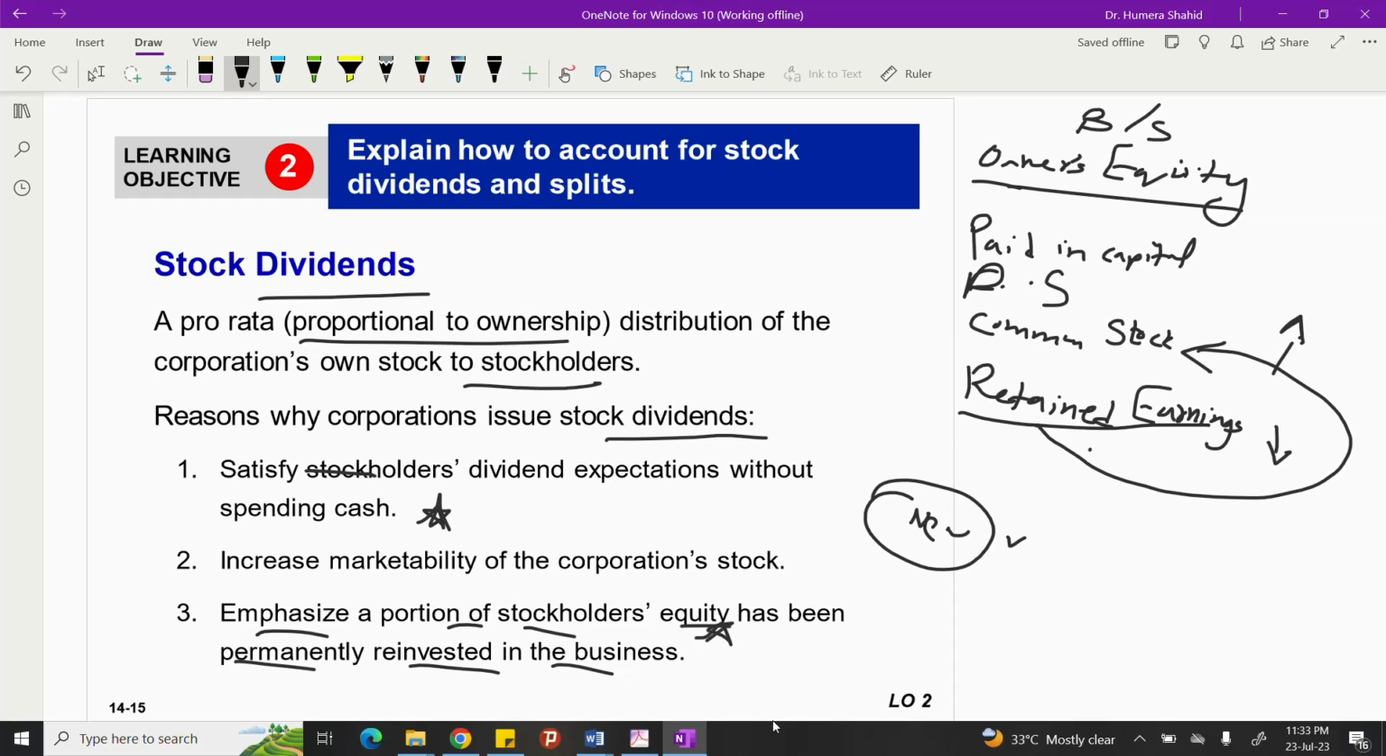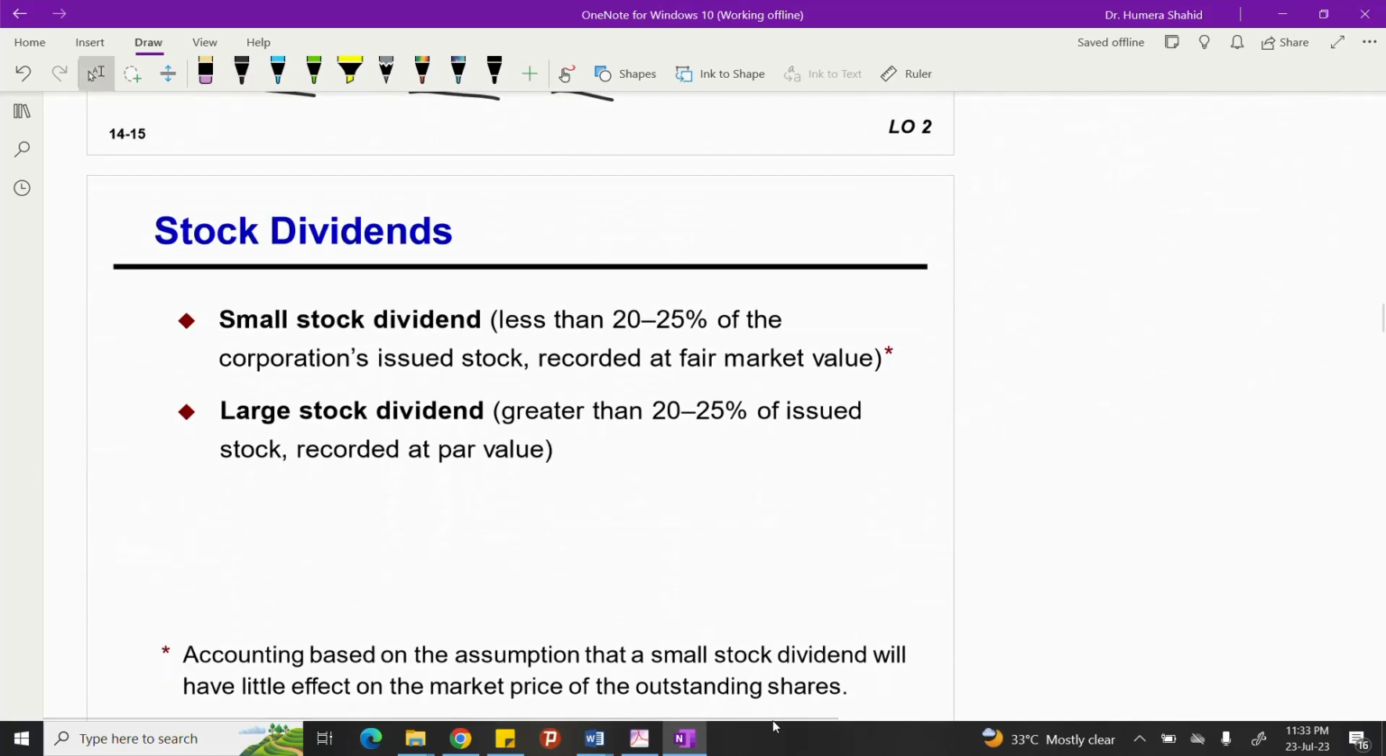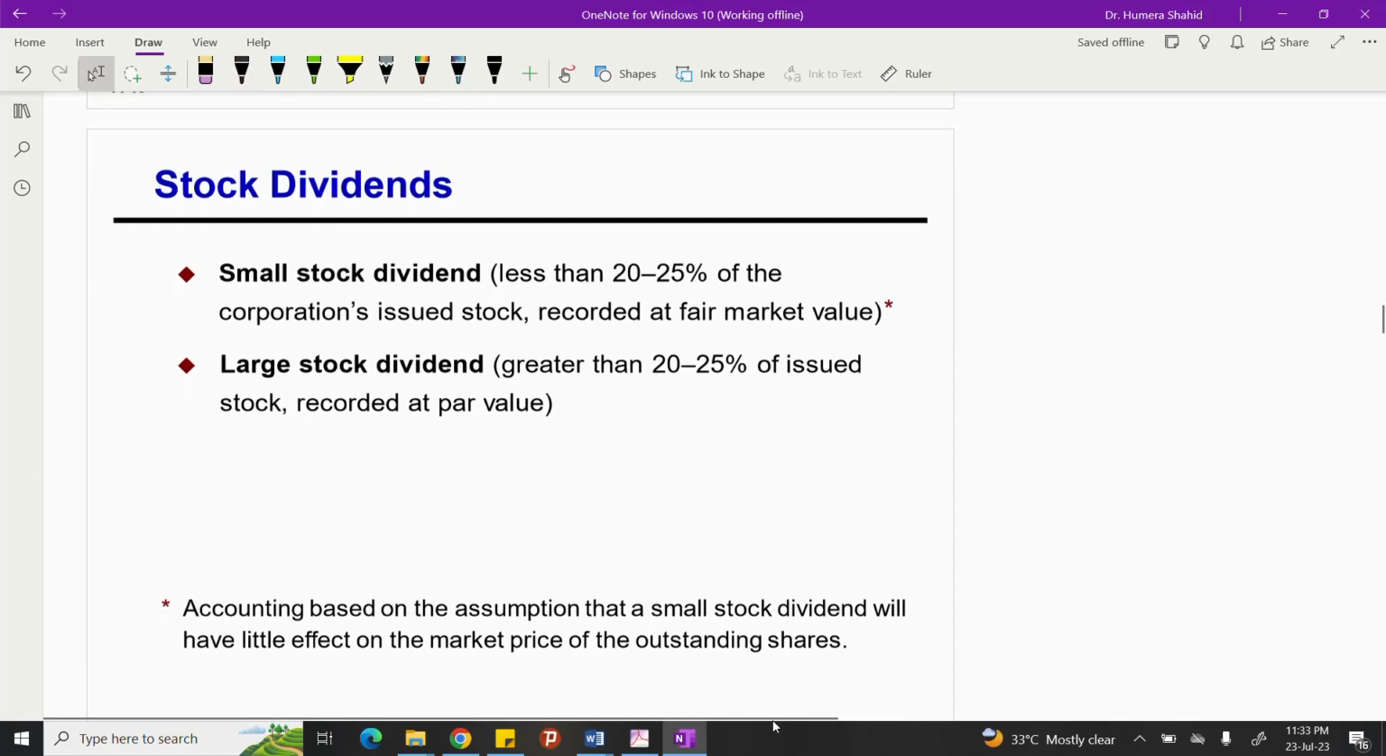So these are the reasons why companies go for the stock dividend. Now, because we are discussing stock dividend, we should discuss two more important concepts about it: small stock dividend and large stock dividend. Small stock dividend is a dividend with a percentage of 20 to 25% or less. So if a company declares a stock dividend whose percentage is less than 20 to 25%, let's suppose the Board of Directors declares a 13% stock dividend, we call it a small stock dividend.